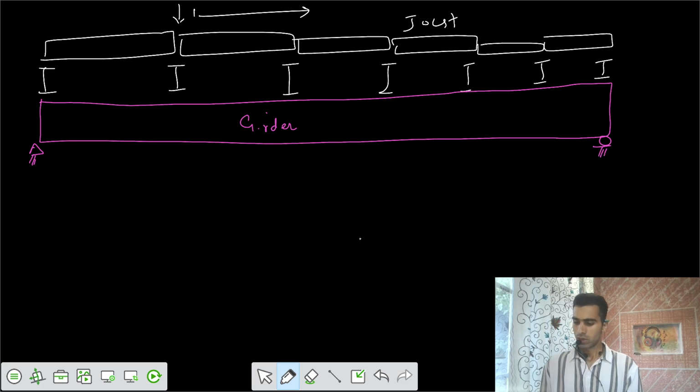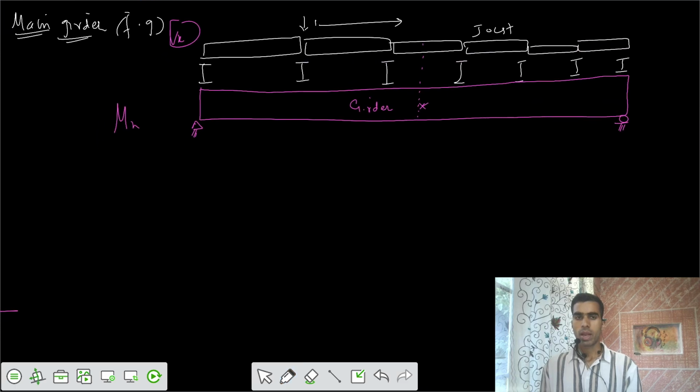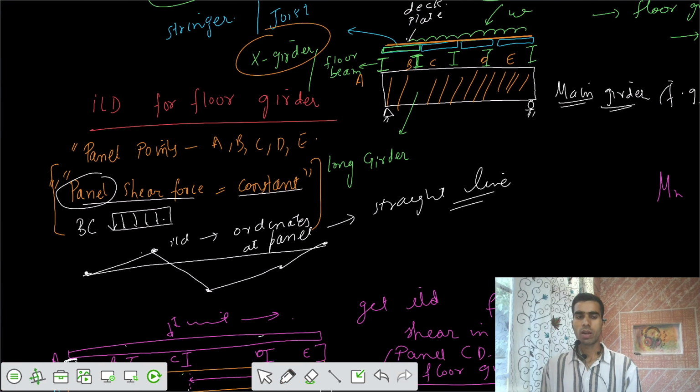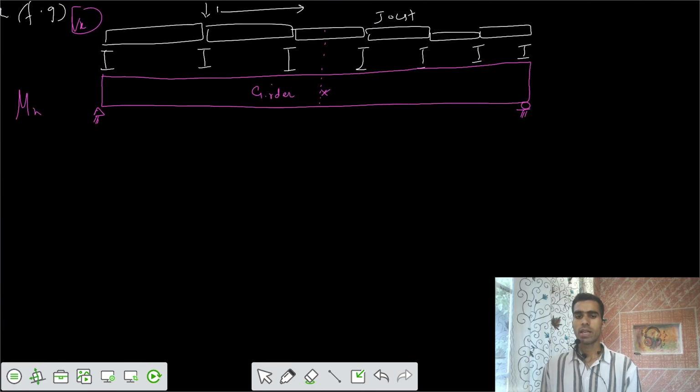So we are saying that you need to get the shear force at any section X. Let's take any section, somewhere here. Let's say this is your section X, and we need to get the ILD for shear at that section X and moment at that section X. One thing is that panel shear force is constant. And one more thing is that we are applying loads at the joints. So we need to get the ordinates at the joints.